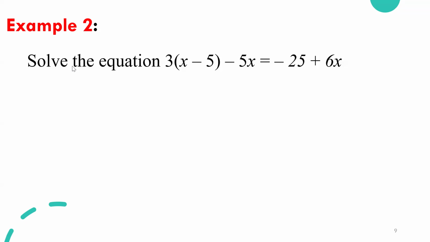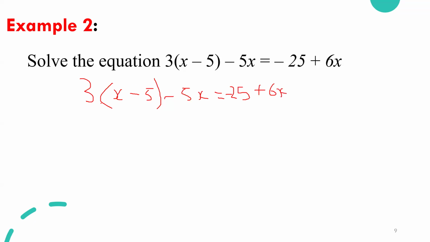So it says solve the equation 3 times the difference between x and 5, minus 5x equals negative 25 plus 6x. So let me just write it back here for you to see. 3(x - 5) - 5x = -25 + 6x. My writing is not so perfect because I'm using my mouse. All right, so let's go.